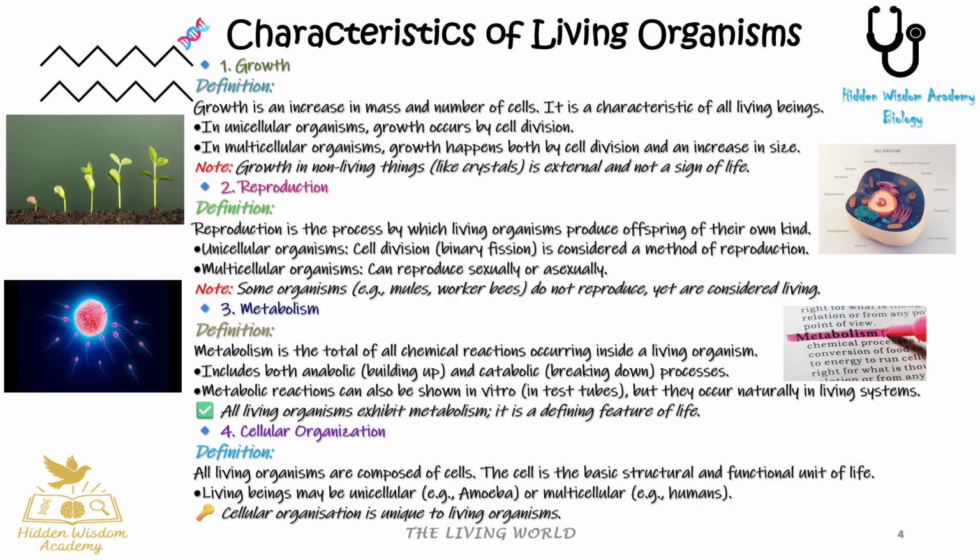2. Reproduction. Definition: reproduction is the process by which living organisms produce offspring of their own kind. In unicellular organisms, cell division, binary fission, is considered a method of reproduction. Multicellular organisms can reproduce sexually or asexually. Note: some organisms, e.g. mules and worker bees, do not reproduce, yet are considered living.